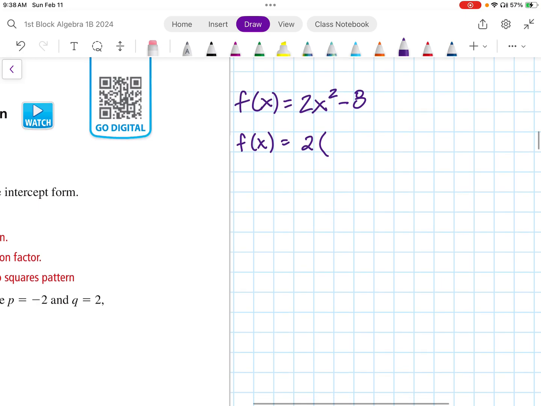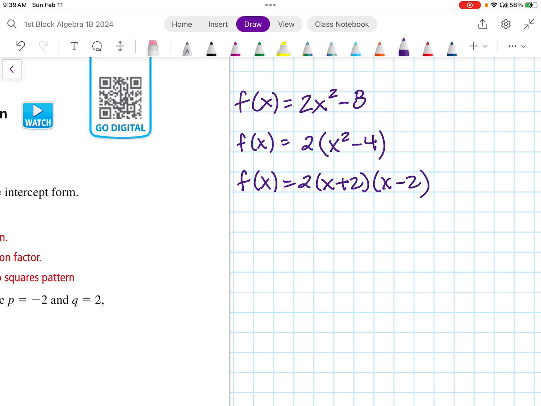2 times what is 2x squared? x squared. 2 times what is negative 8? Negative 4. Now, I want you to look at this for a minute. You should know that that is a special pattern. What is that special pattern? That is the difference of squares. So we can factor using difference of squares: x plus 2, x minus 2.